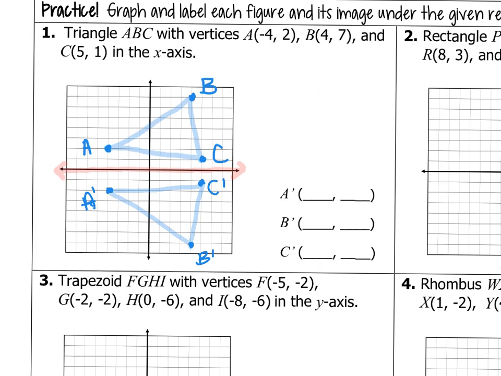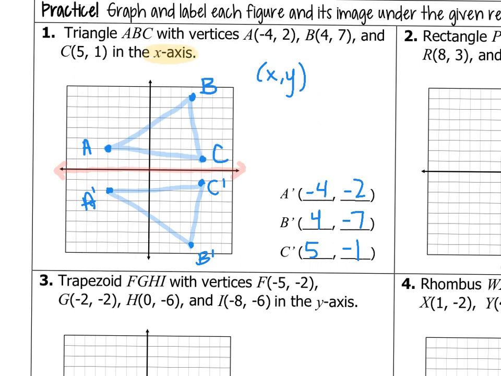Okay, so now we need to identify the coordinates. A prime looks like it's going to be at -4, -2. B prime looks like it is at 4, -7. And then C prime is at 5, -1. Okay, so there actually is a rule that we can copy down when it comes to reflecting across the x-axis. And let's just look at it.